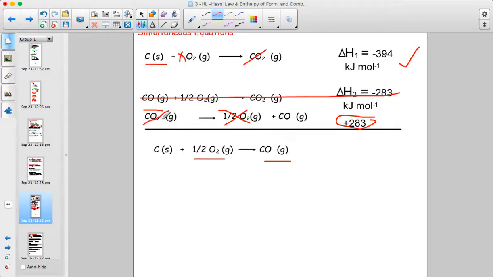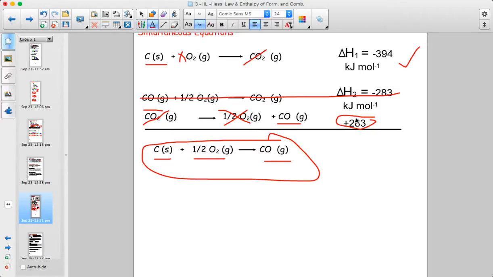The carbon solid is going to come down on the left, and the CO is going to come down on the right, exactly where I want it. So now, because I flipped that second equation, when I add them, they add up to this equation. So when I add these two enthalpy changes, they should add up to the overall enthalpy change. And when you add negative 394 with positive 283, you get negative 111 kilojoules per mole.